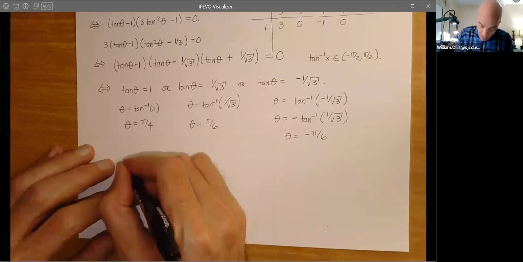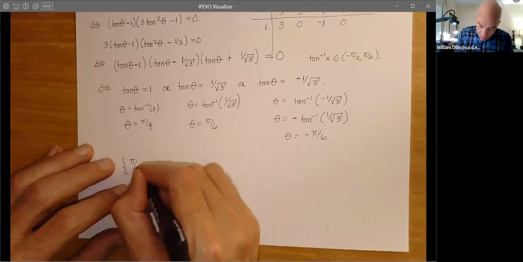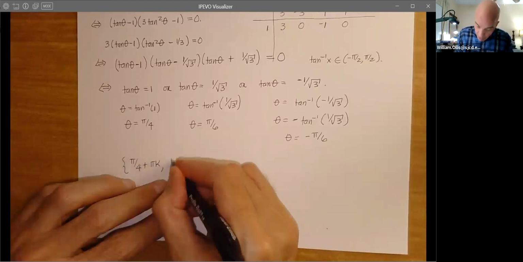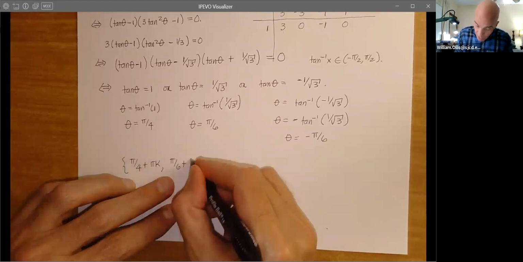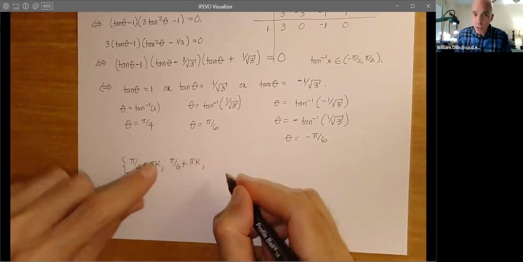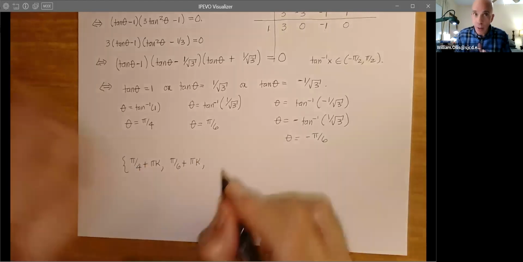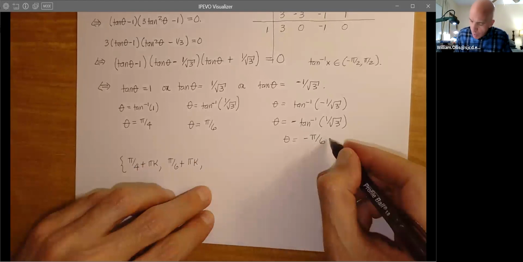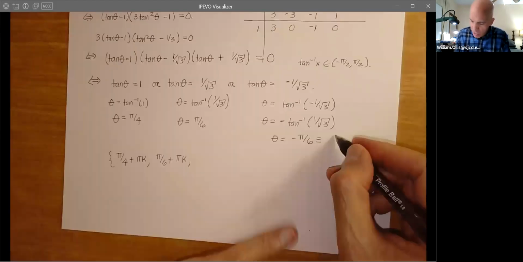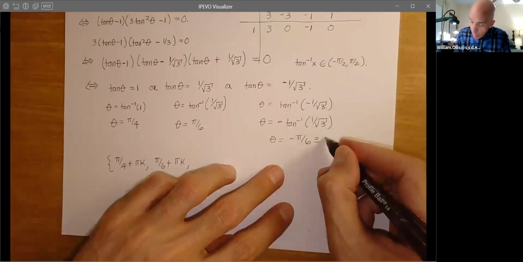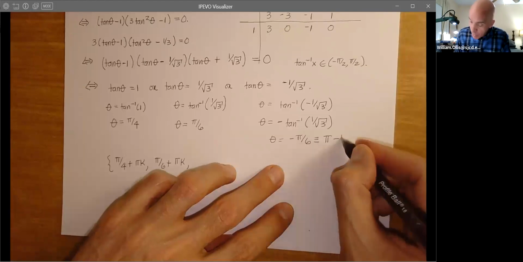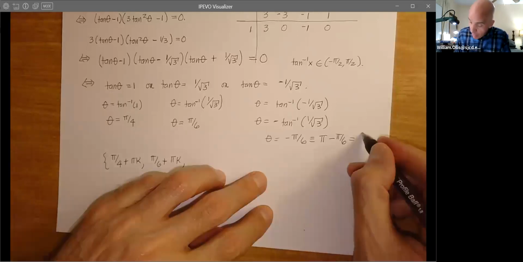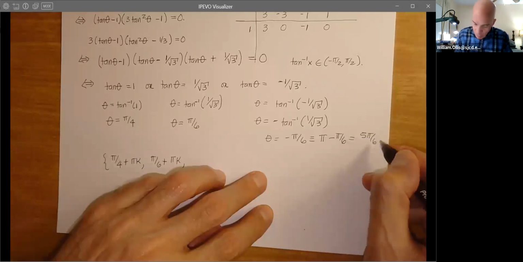So this gives us pi over 4 plus pi k, comma, pi over 6 plus pi k. Again, we can use this shorthand notation without the union symbols, just to remind you of your Weber sign. And then, of course, here, if you want, you can go ahead and mod out by pi to make it look better, but there's nothing wrong with this. So this would be pi minus pi over 6, just mod out by the pi principal period, and this will be 5 pi over 6. You don't have to, but it looks better.